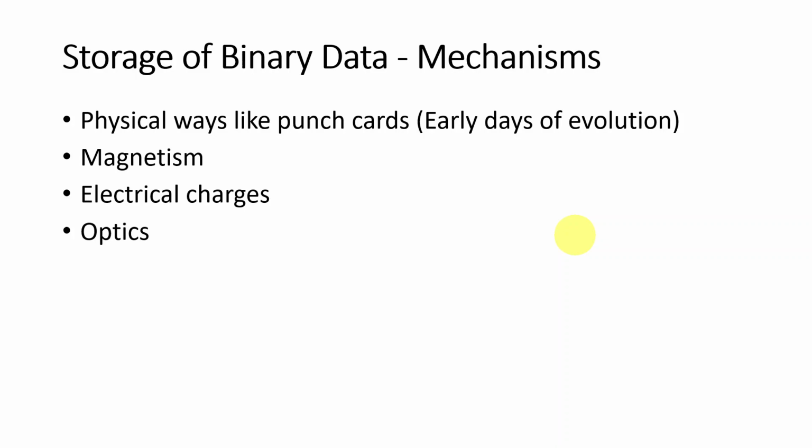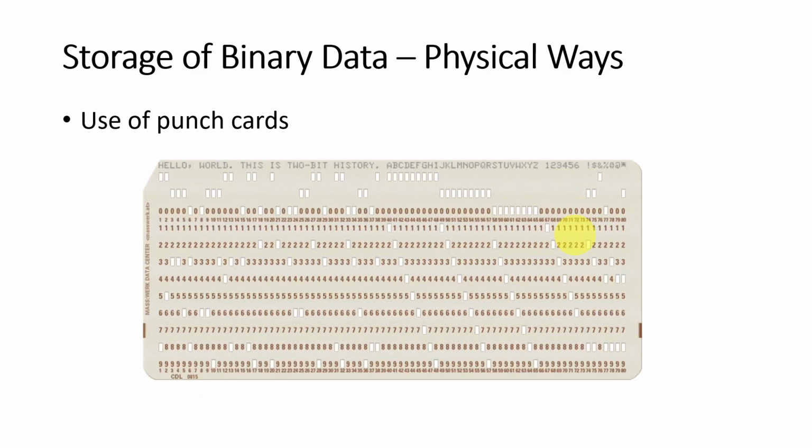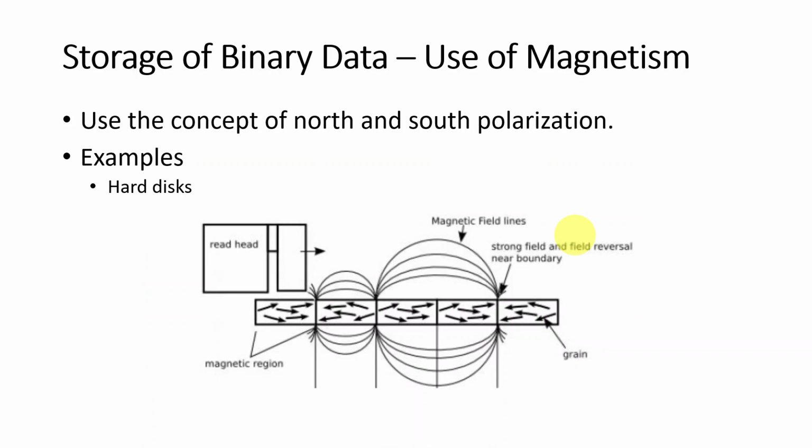There are different mechanisms the computer engineers have used to store data and programs in the computer. The physical ways like punch cards, then magnetism, the use of electrical charges, and even the use of the concepts of optics. In the early days of computing, in the 1930s and 40s, people started using punch cards to represent data and programs. Then people came up with the use of magnetism to store data. Magnetism has been the key approach of storing especially offline data, because magnetism is also a binary concept. You have the north polarization and south polarization, so we can use it to represent the binary values, 1 or 0. The hard disk and the floppy disk that we used to have all used magnetism.